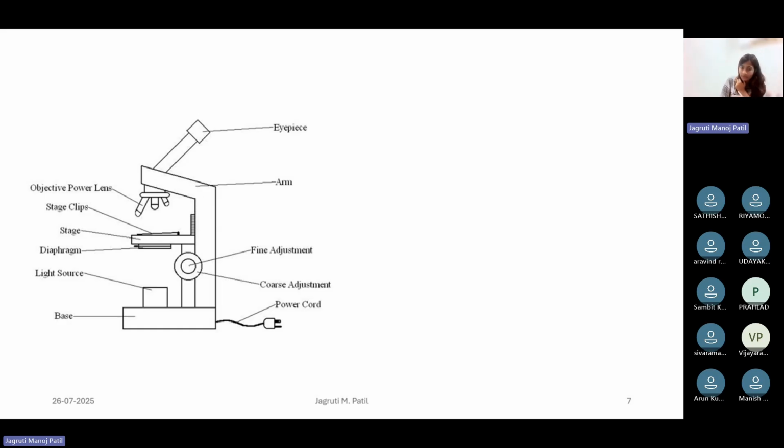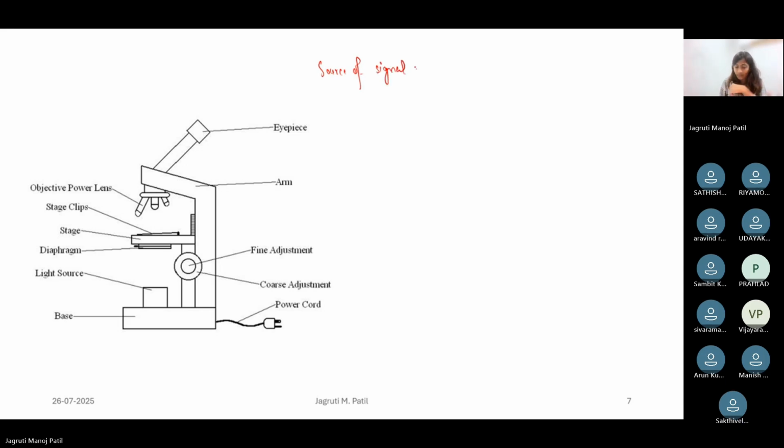In this particular microscope, what is the source of signal, and what is that source? You can point to any of these labels: eyepiece, arm, adjustment, diaphragm, light source, stage clips, power lens. What is the source of signal? Light source, yes, exactly. So this light source is your first one. That's the source of signal.